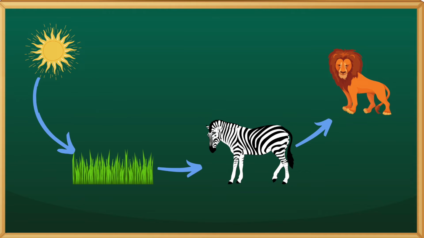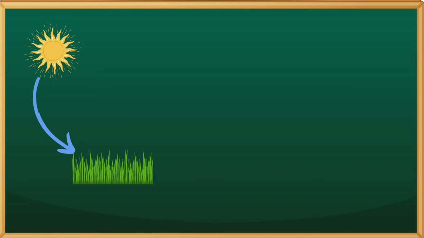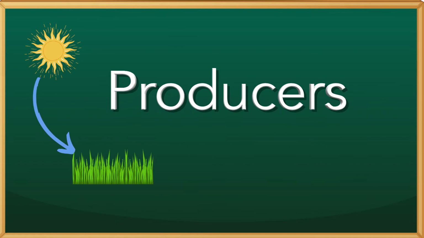Now suppose there were no plants in this food chain. There would be no way to get food or energy. This ecosystem would just fall apart, right? Food production starts from these plants. They are the only living things that do this. And because of this reason, we call them producers.